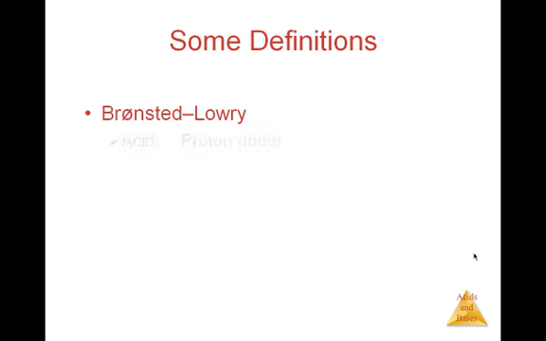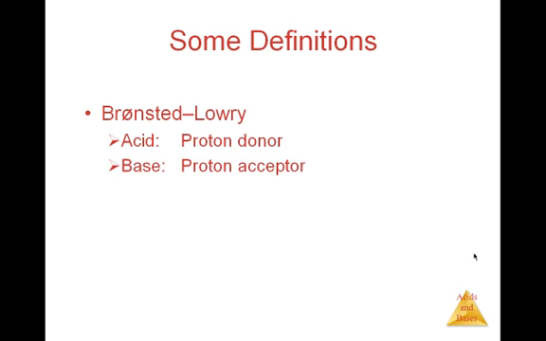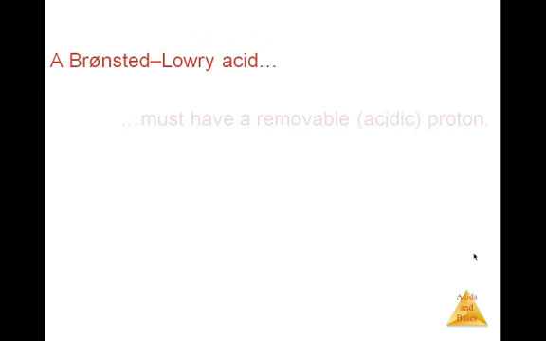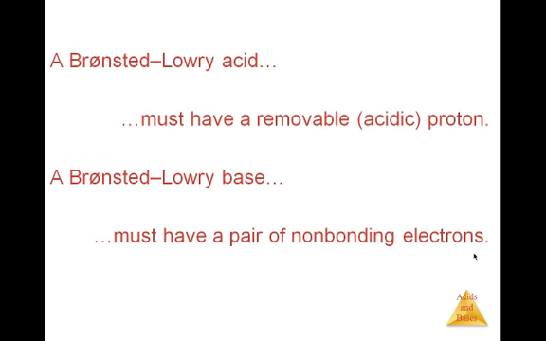There is another one called the Bronsted-Lowry definition, and it has to do with proton donation. Protons are hydrogen ions, meaning H+. Bases are those that accept hydrogen ions. One of the important things to remember about Bronsted-Lowry acids is that they have to have a hydrogen that can fall off, an acidic proton. For a base, they have to have a pair of non-bonding electrons. An example of a non-bonding pair of electrons would be water, where you have two non-bonding pairs of electrons.